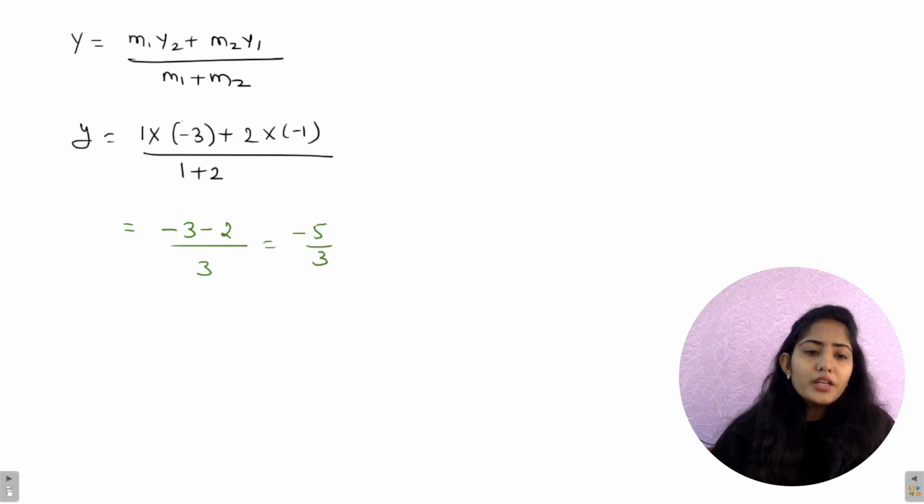So we get the coordinate value of c, and c is equals to, the value of x is 2 and the value of y is -5 upon 3. Now we have to find the value of d, right?